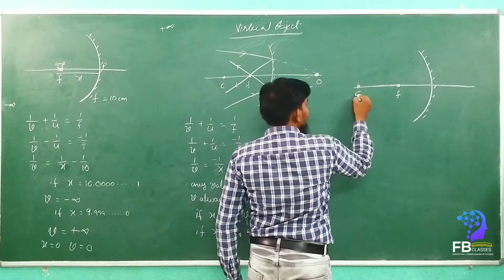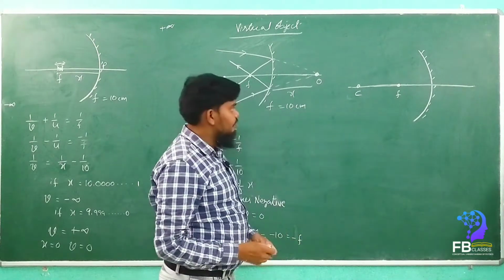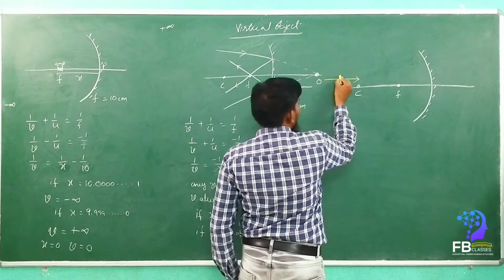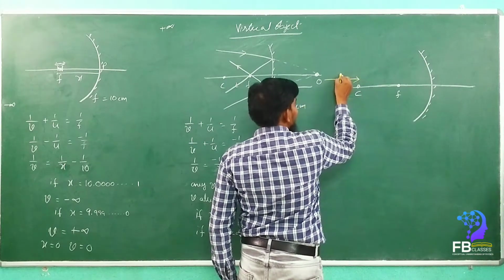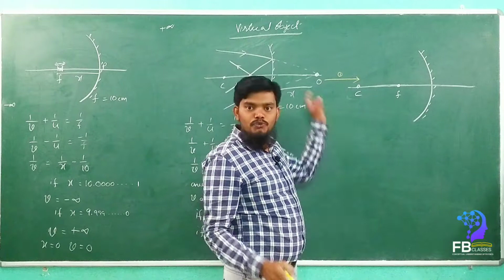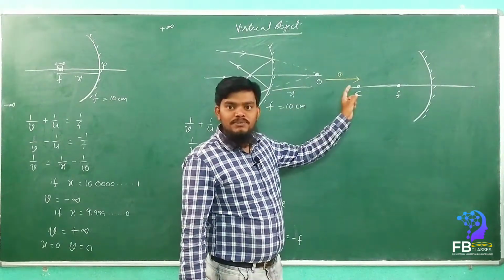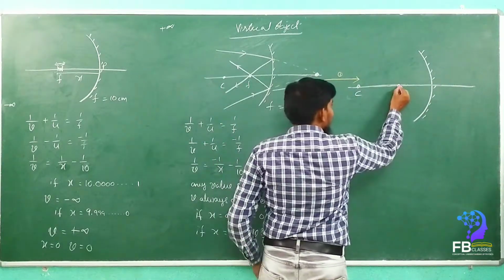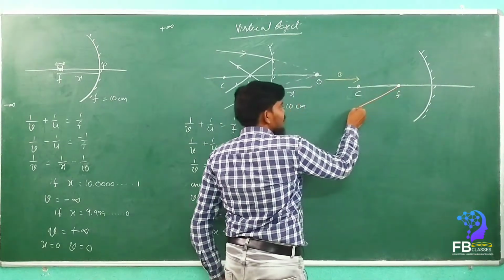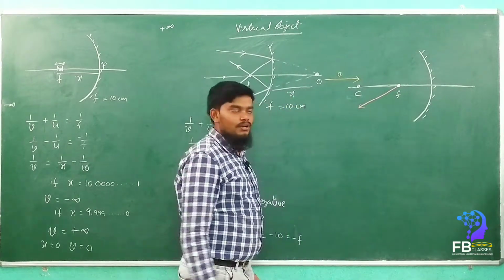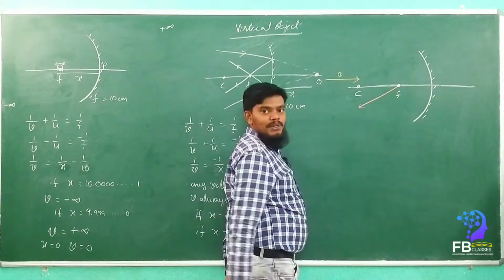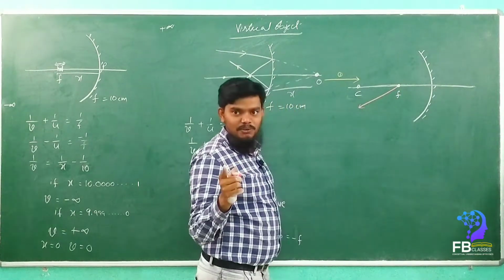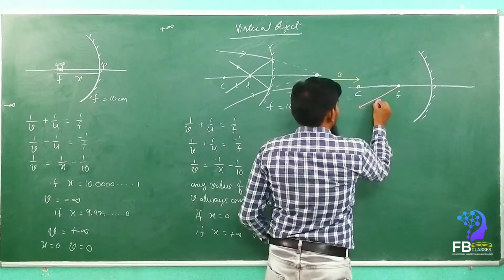Got it? Now see first here. When the object is moved from minus infinity to C, where will the image move? The image will move from F to C, like this. Why did I draw like this? Because the size of the image increases. Right, so this is the one.